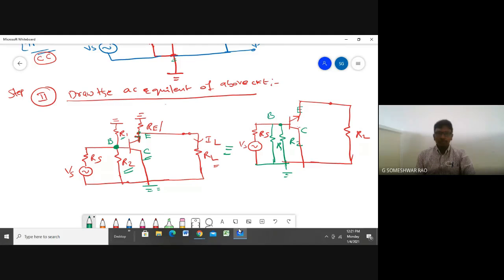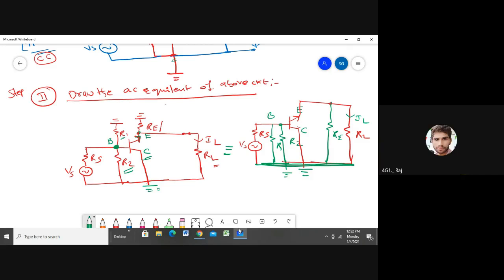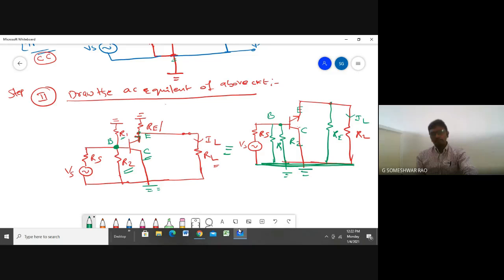Let me change the color to highlight the emitter resistance. All these are connected to ground. Make sure this horizontal line is entirely grounded. So what is the current which is flowing, sir? IL is the current which is flowing. Everybody understood how I am drawing the AC equivalent circuit of the above circuit? Yes or no? Yes, sir. Very good. Please draw this one.